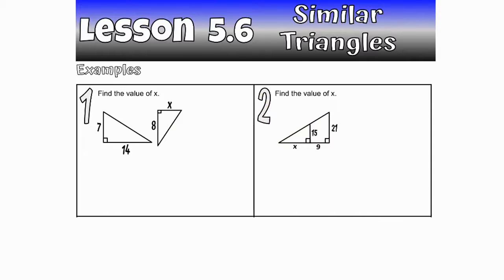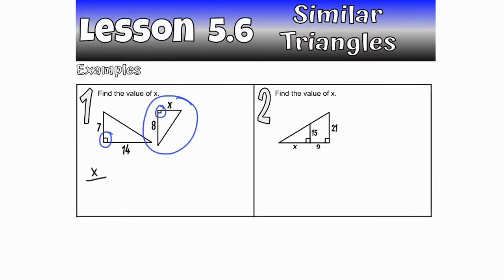So let's take a look here. We have two triangles here, and what's really nice is that we have the right angle labeled here, so we know the orientation. So we know that if we were to turn the second triangle here to be more horizontal, that x and 7 would be corresponding sides. So I'm just going to start there.